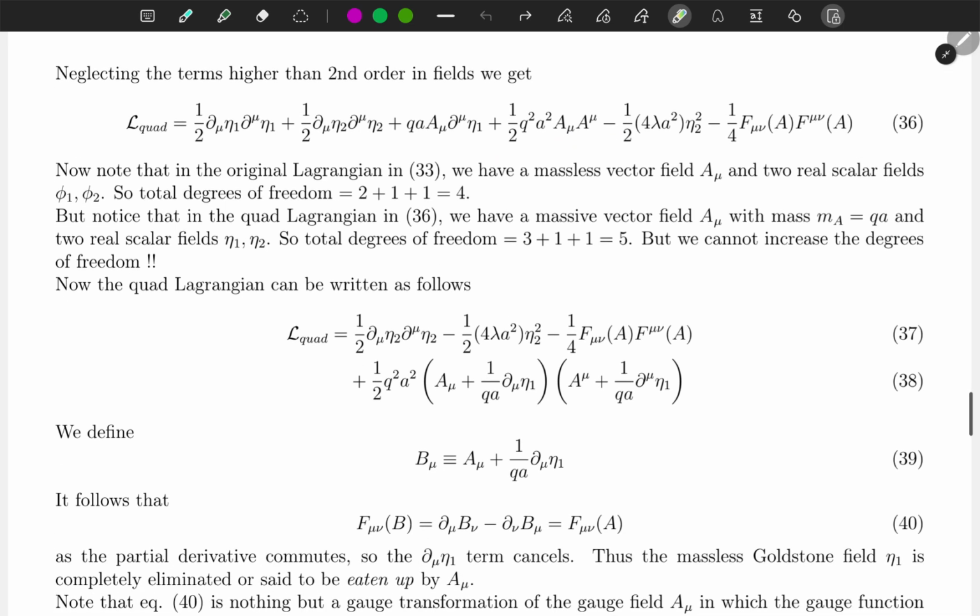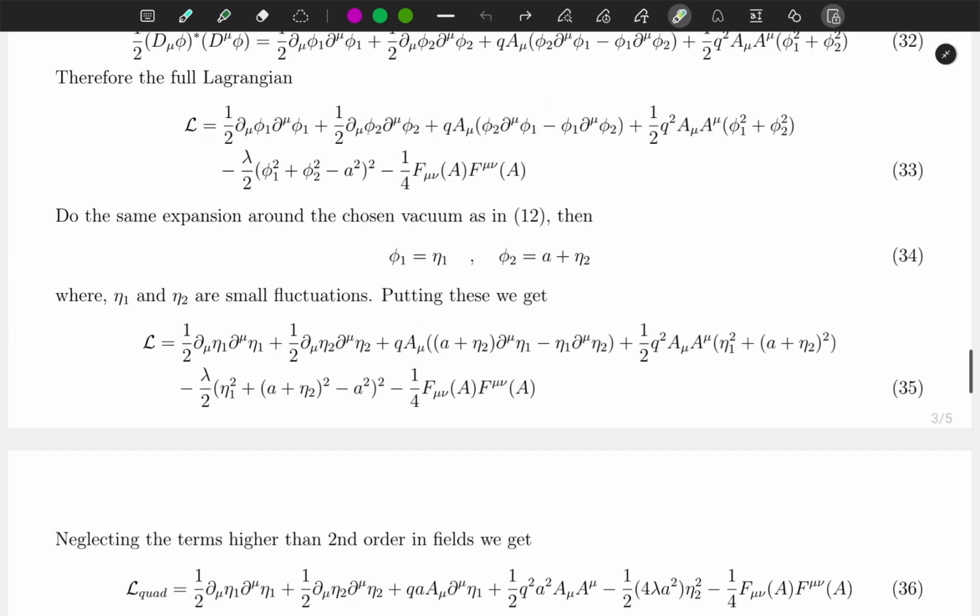So now do the degrees of freedom calculation. In the Lagrangian in 33, what is the total degrees of freedom we want to calculate? You can see there is one massless vector field, so there are 2 degrees of freedom corresponding to that, and there are one phi 1 field and one phi 2 field. So there are a total of 4 degrees of freedom in Lagrangian 33.